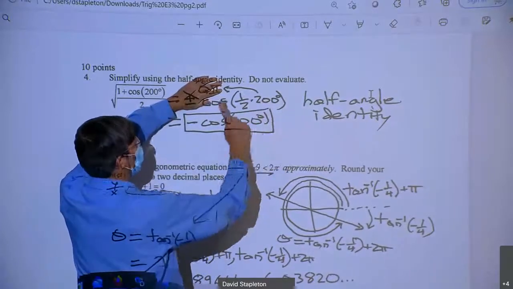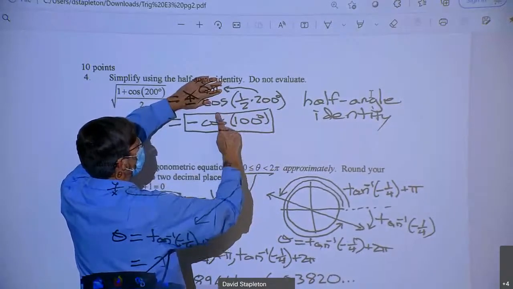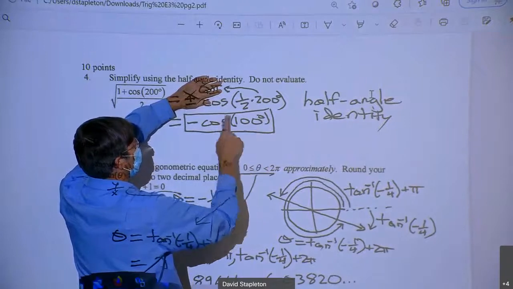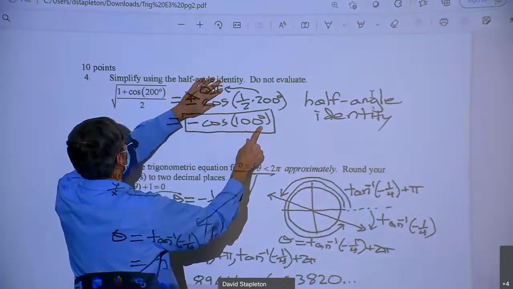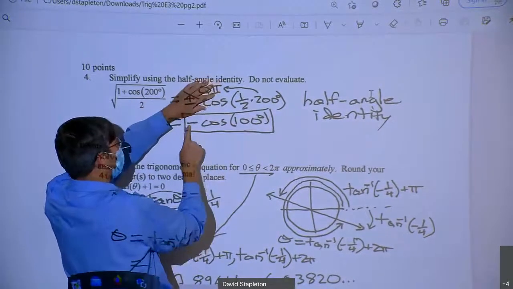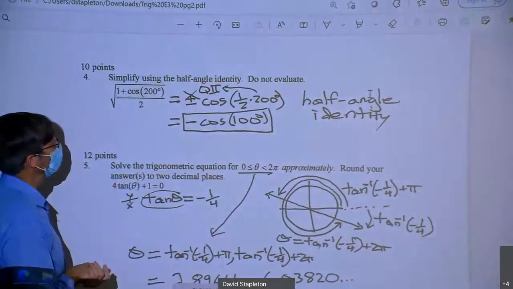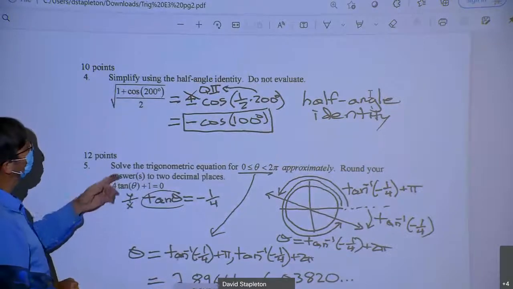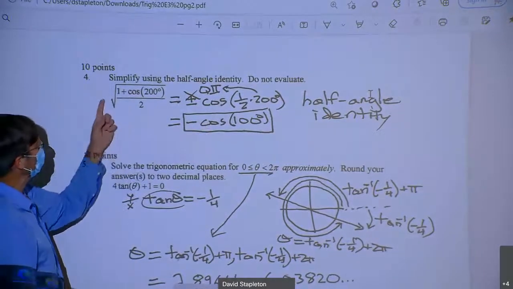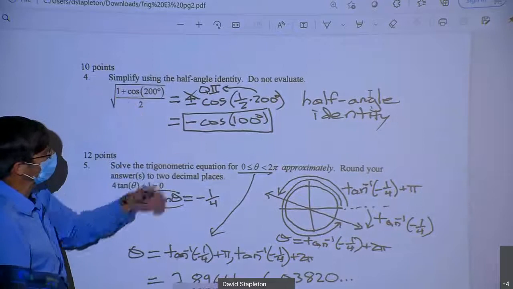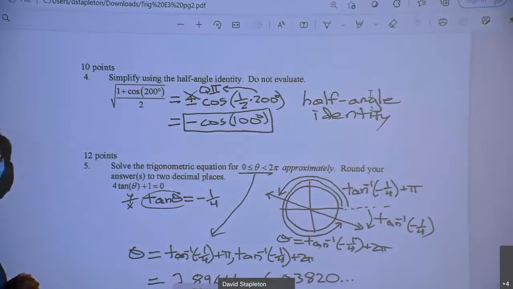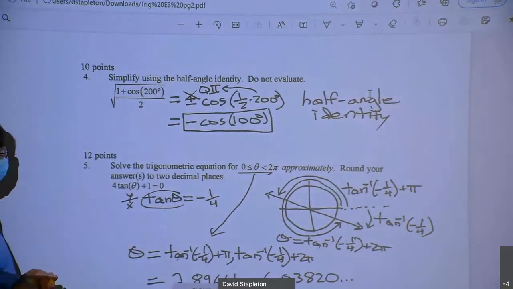That's in quadrant 2, where cosine is negative. If cosine of 100 degrees is negative, I put a minus in front to get a positive number on this side to match the positive here. So I want minus cosine of 100 degrees. Some people missed the minus there. Told you this exam was tricky, right? So I want minus cosine of 100 degrees, you get plus the square root, since cosine is negative in quadrant 2. All right, here's the next one then.